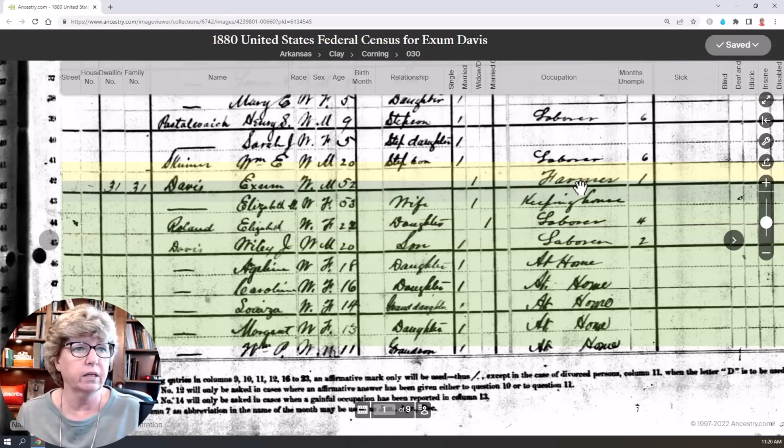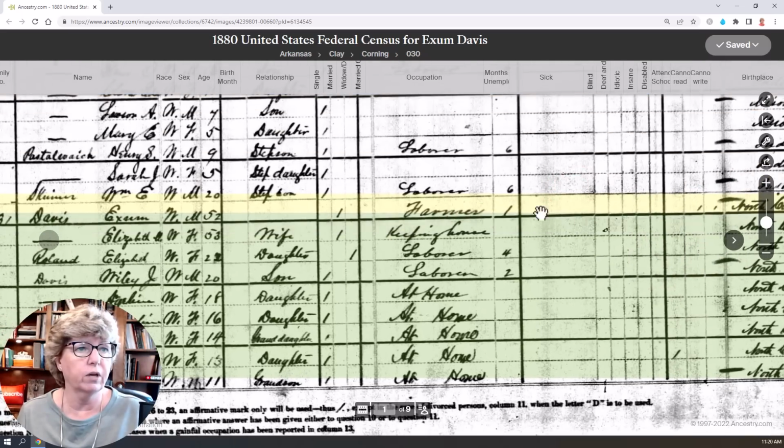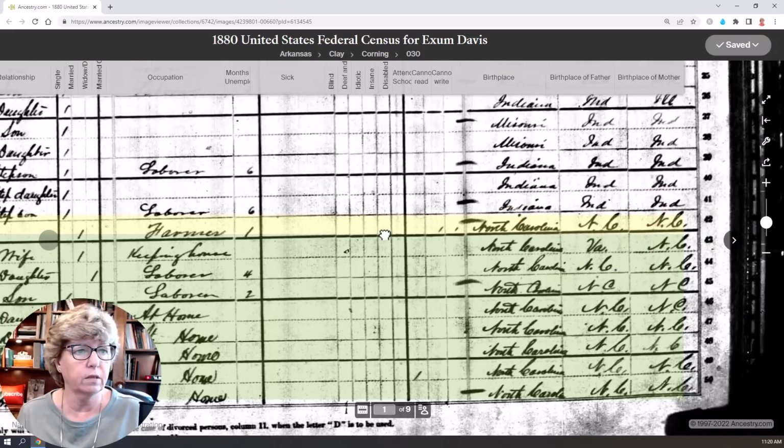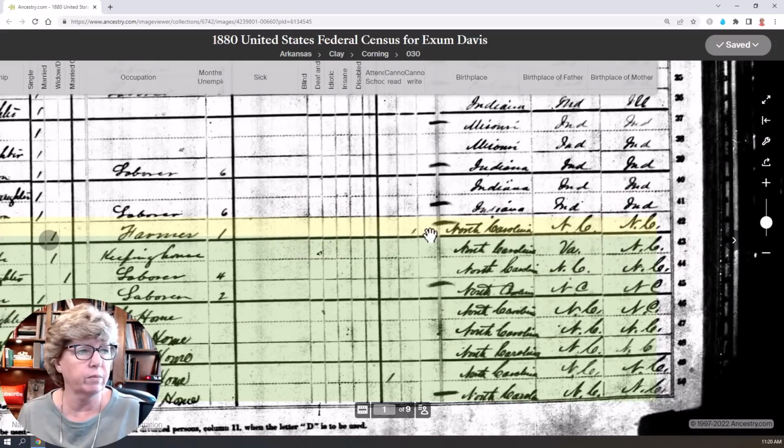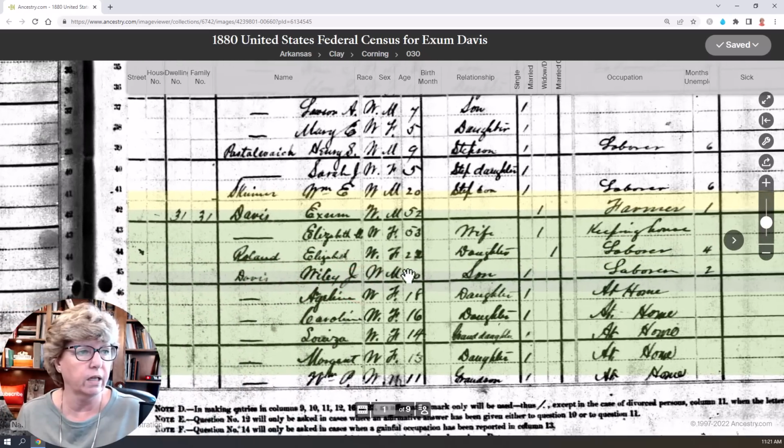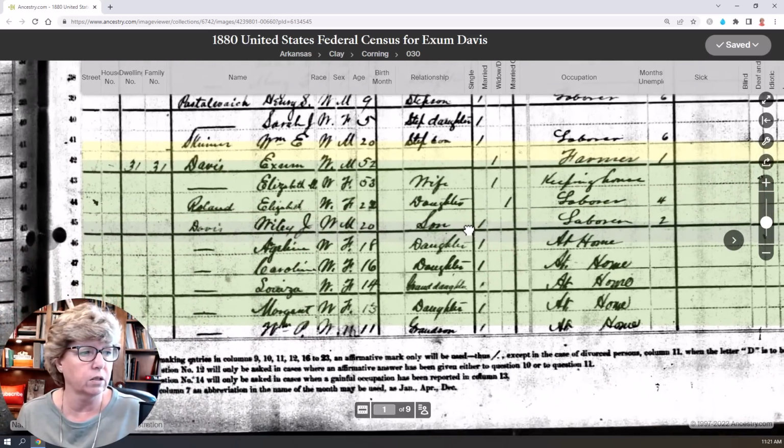He is married. He is a farmer. 1 month unemployed. Interesting. How can you be unemployed as a farmer? Maybe it's the winter months. He cannot read and he cannot write. Now, this brings me to another clue. We'll talk about that here in a second. He is born in North Carolina. His father was born in North Carolina and his mother's born in North Carolina. Bear with me. We've got some interesting clues here.